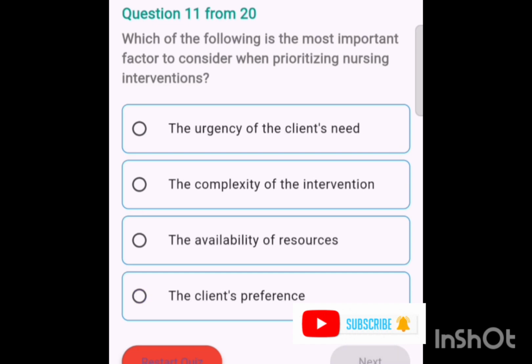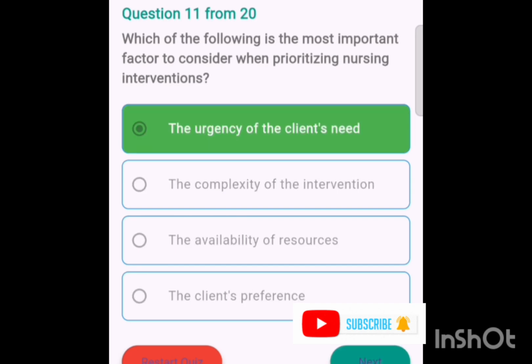Question number 11. Which of the following is the most important factor to consider when prioritizing nursing interventions? Options are the urgency of the client's needs, the complexity of the intervention, the availability of resources, and the client's preference. The correct option is option A, the urgency of the client's needs.